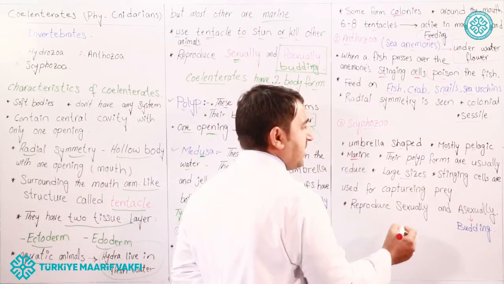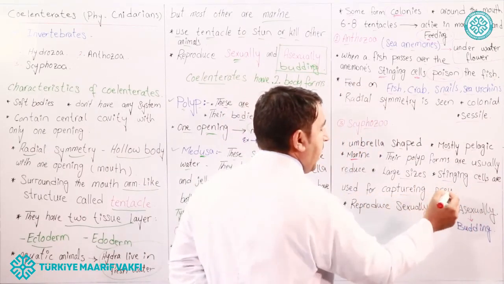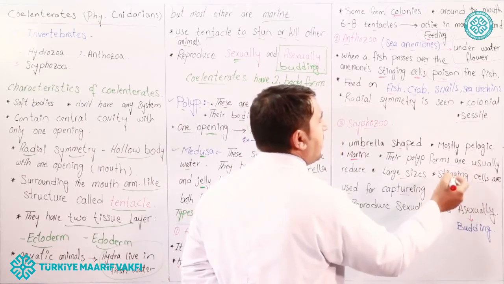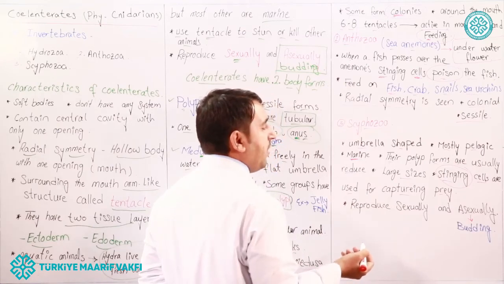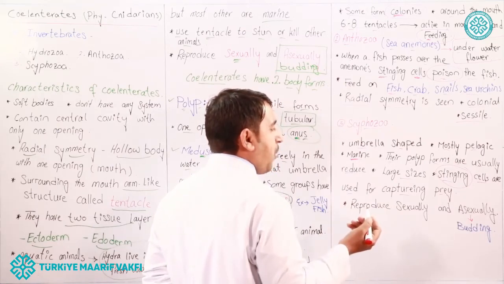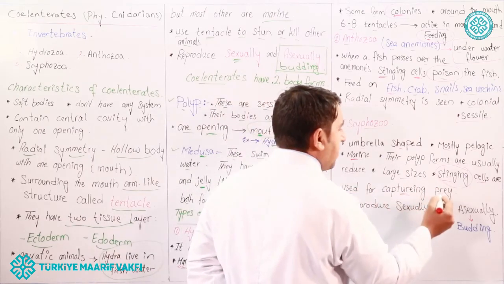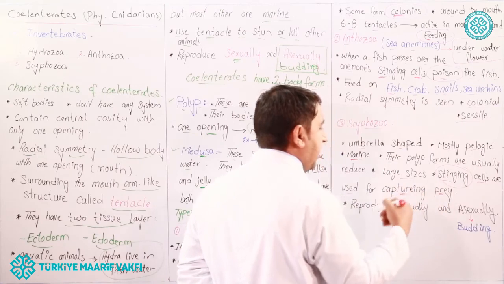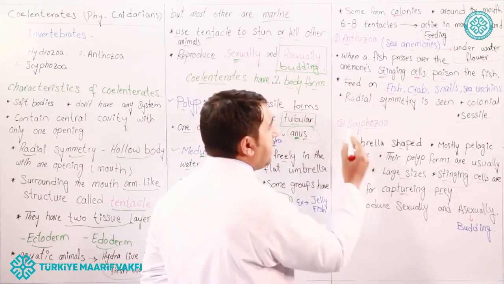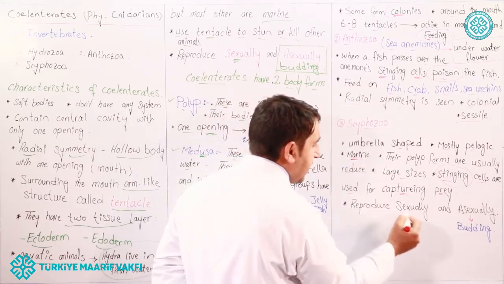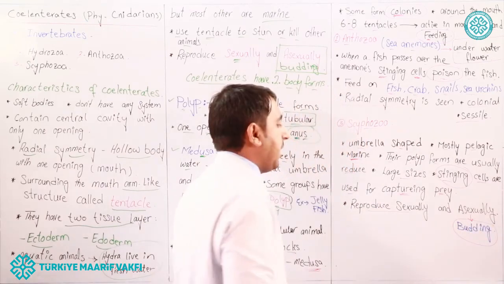They have large sizes, they have stinging cells, which are used for capturing prey. In stinging cells, there are some poisonous materials which poison the other living organisms. When they become poisoned, after that they capture them as their prey, and they eat them and get their food from these living organisms. And the scyphozoa reproduce sexually and asexually. The asexual reproduction is like budding.